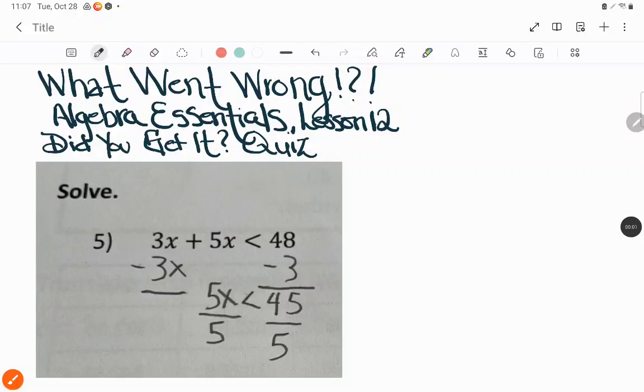Hello, algebra students. We are going to look at two inequalities that a student in our Facebook group tried to solve and got stuck on. And we're going to ask ourselves what went wrong. Taking a look at your work, going back, looking at your habits and the mistakes you tend to make.